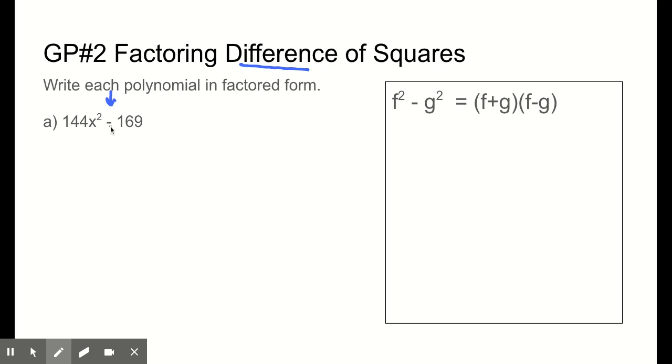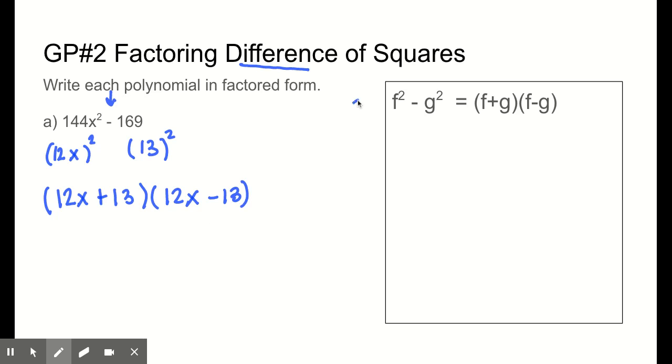So if there is not, we can go ahead and check to see that we have a special pattern here. So first, yes, we do have a subtraction symbol. And then from there, we want to check to see, are these numbers perfect squares? What number to the second power would give us 144x squared? That would be 12x. And what number to the second power would give us 169? That would be 13. So this is my F term, this is my G term. When we have the difference of squares, it will always factor down to be 1 plus 1 minus, one binomial with plus, one binomial with minus, with the same two terms inside of them. So that's going to be 12x plus 13 times 12x minus 13.